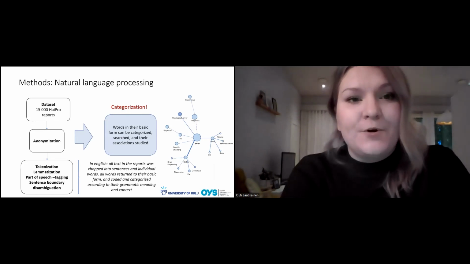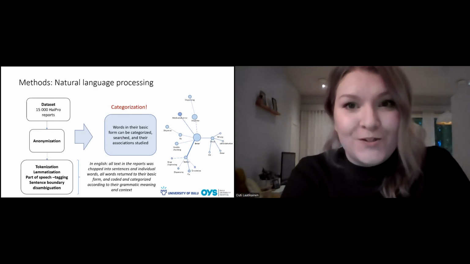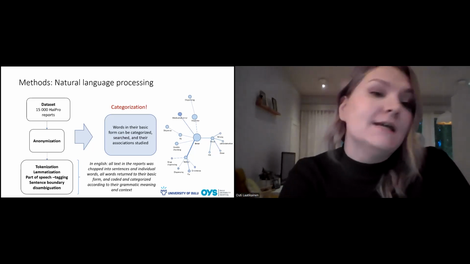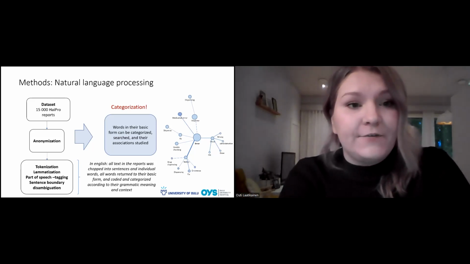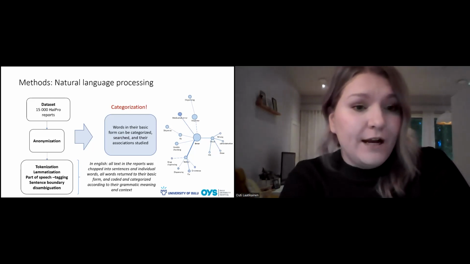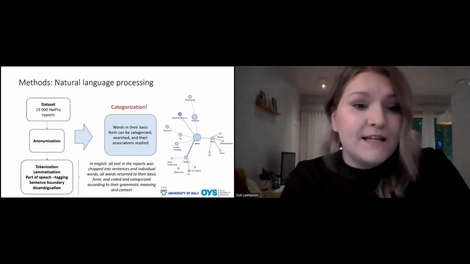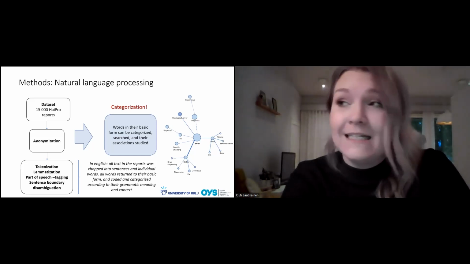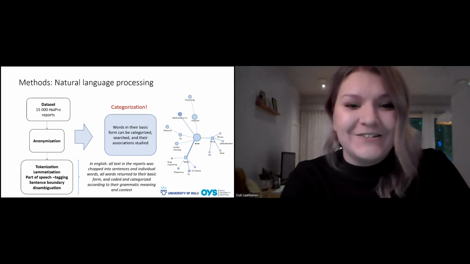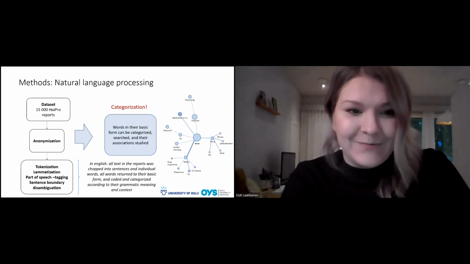So here is the process of natural language processing that we had in this process, very briefly. First we have our data set of 15,000 reports. And before anything, we had to do anonymization to these reports because, of course, the material is very sensitive. So that was the first step. After that came the actual natural language processing, which consisted of tokenization, lemmatization, part of speech tagging, and sentence boundary disambiguation. And to those of you who are not so into natural language processing, like me, this is all explained in English here next to the box.